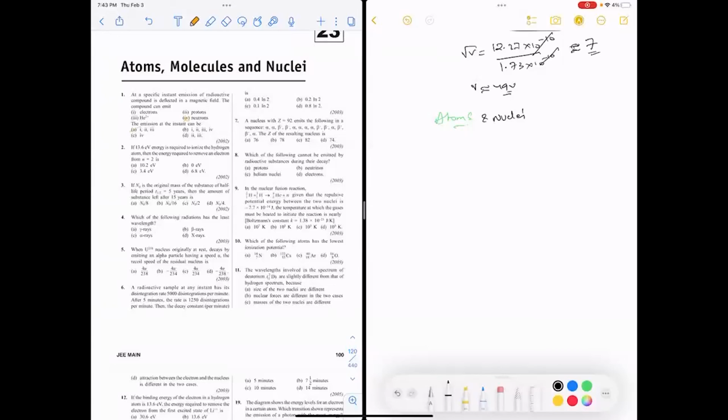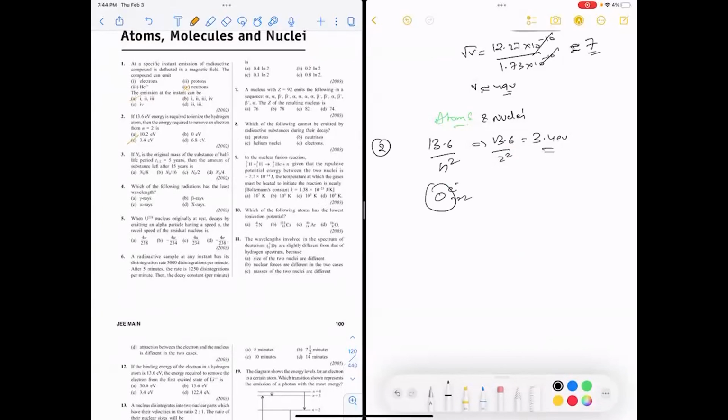If 13.6 eV energy is required to ionize the hydrogen atom, then the energy required to remove an electron from n equal to 2 is equal to this one. So it is 13.6 by n square, if you remember. When n is equal to 1, 13.6. n is equal to 2, so 13.6 by 2 square, 4. How much is it? 3.4 eV. So energy required to ionize the electron from the second shell, n is equal to 2, is 3.4 eV.